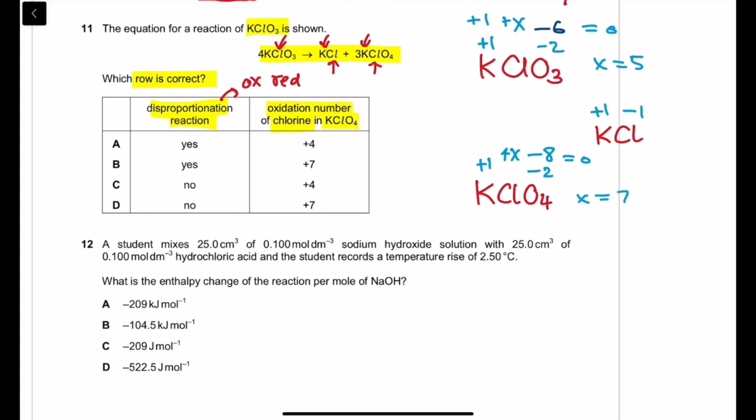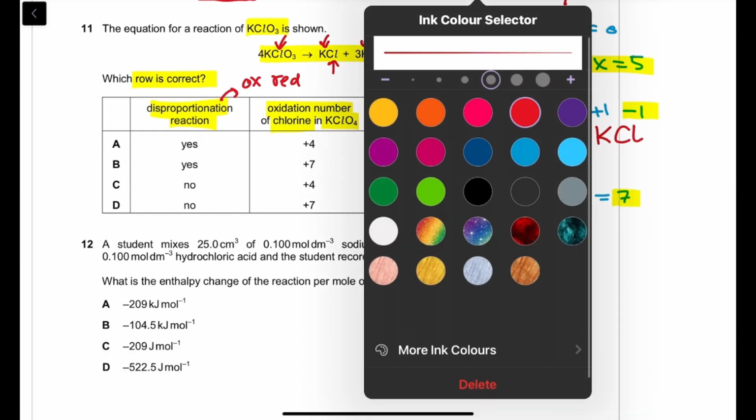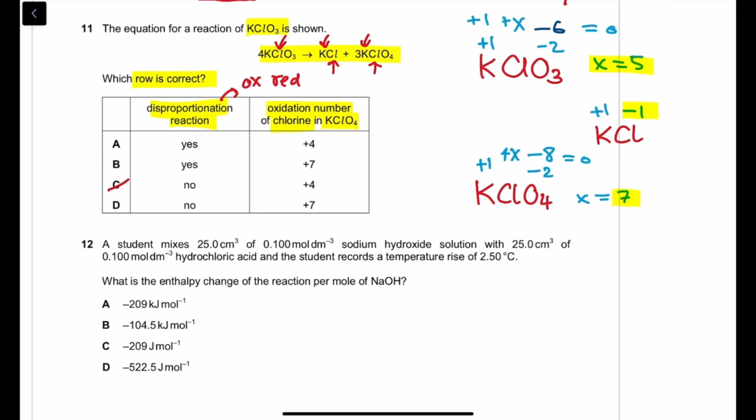X must equal 7. If you take a look, the oxidation state of chlorine has gone from 5 to -1 and to 7. There's been an increase and a decrease in oxidation state for the chlorine atom. So yes, this is a disproportionation reaction. We can already eliminate option C and D, and we deduce that the oxidation number of chlorine in KClO4 is +7. Therefore, our answer is B.